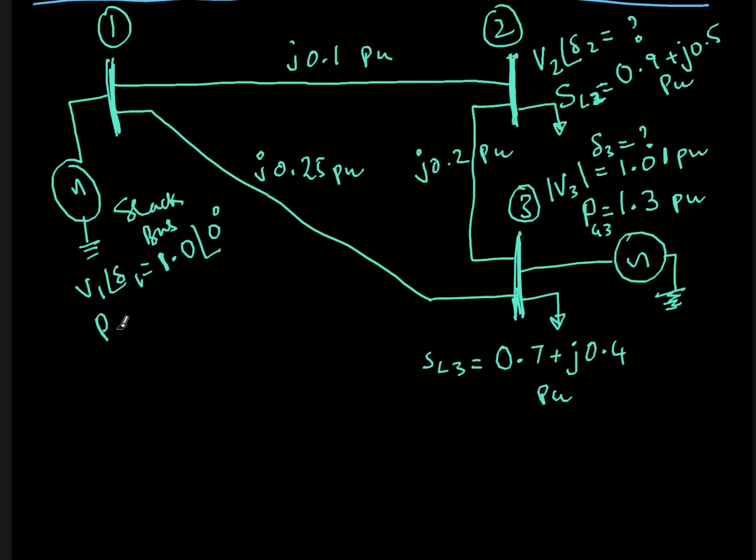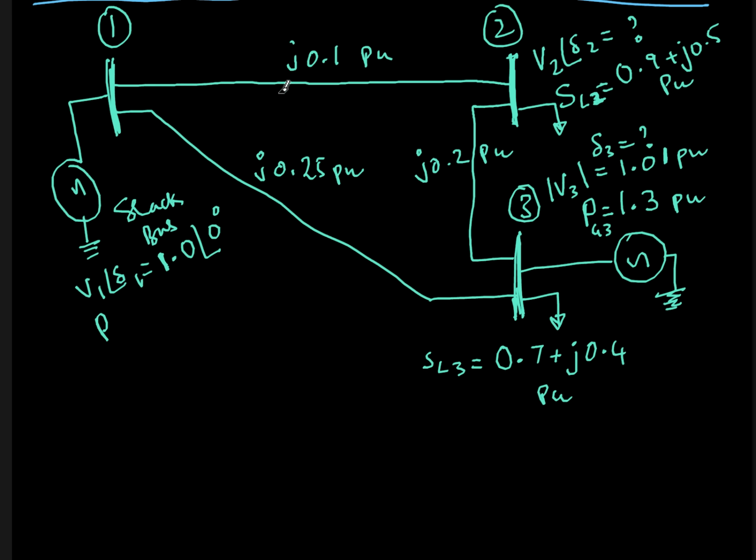But what about power generated at this generator? It is actually not required for solving the problem, because the slack bus's role is to generate whatever power balance is required. For example, here the demand is 0.7, here the demand is 0.9. So 1.6 is the power demand, whereas power generation is only 1.3. So the balance 0.3 power has to come from the slack bus. Not only that, if there are any losses in the network, those losses also have to come from the slack bus.